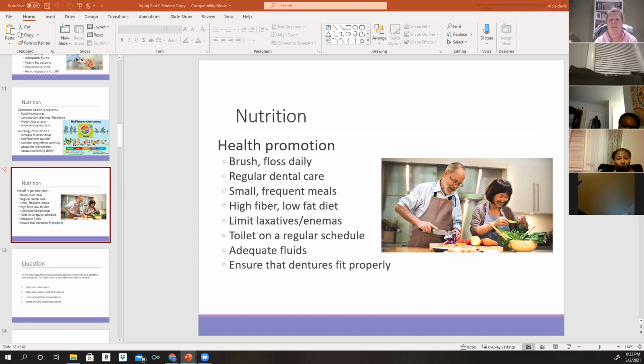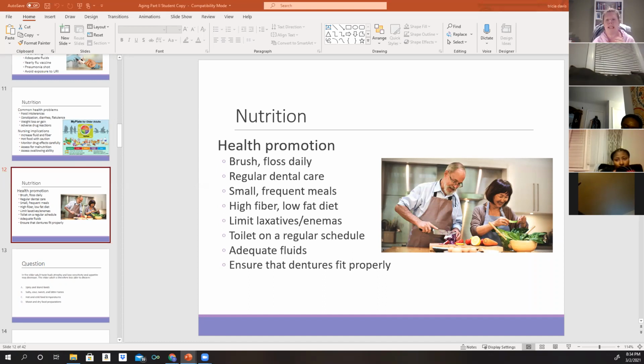We can encourage them, if they're having indigestion and they don't have big appetites, to have small, frequent meals throughout the day. Making sure that those meals that they do have are packed with everything that they need. So we want it to be low in fat, but high in fiber.